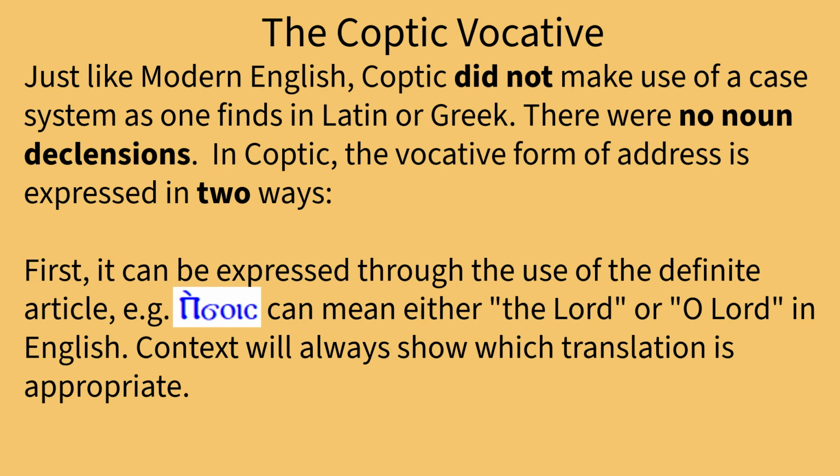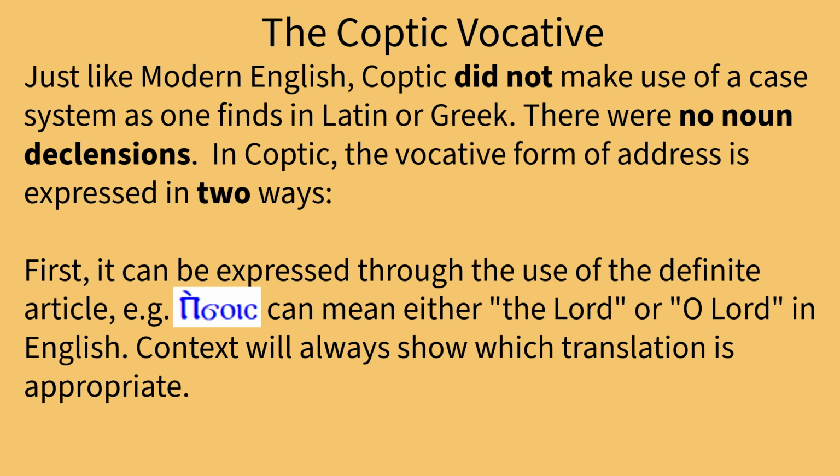So we now move on to discuss the Coptic equivalent of the vocative. Just like modern English, Coptic did not make use of a case system as one finds in Latin or Greek. That is, there were no noun declensions. In Coptic, the vocative form of address is expressed in two ways. First, it can be expressed through the use of the definite article.